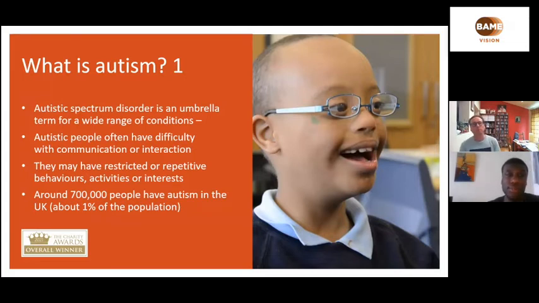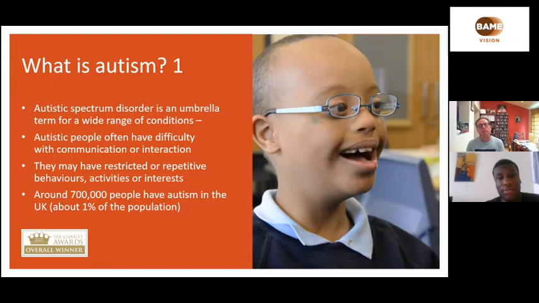What is autism? Autistic spectrum disorder is an umbrella term for a wide range of conditions. Some autistic people would have difficulty with communication or interaction, specifically in social settings. Some of them may have restrictive or repetitive behavior, activities or interests that other people might not share, but autistic people might have these interests that are different from other people. And they may show signs of repetitive behavior, like in schools or in colleges or even at work as well.